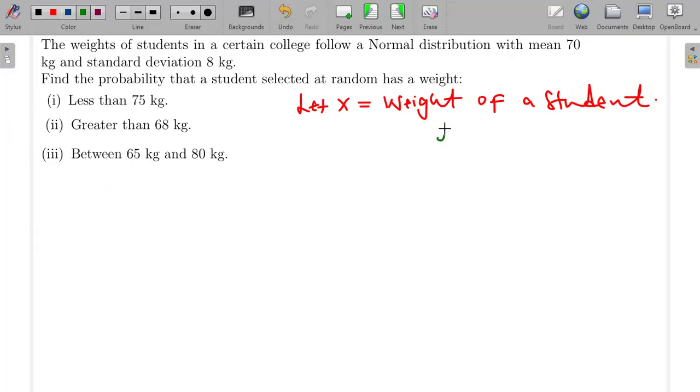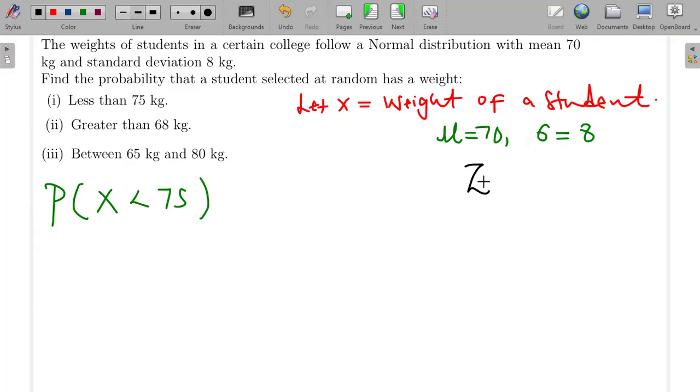Of course, we're going to need the mean. The mean, we've been told it's 70 kgs. And then the standard deviation, sigma, we've been told it's 8 kgs. So now we've been asked to find the probability that the weight, which is indicated by x, is actually less than 75 kgs. So how can we find this probability? We need to standardize this x here. So to standardize it, we're going to say z-score is simply equal to x minus mu divided by the standard deviation.